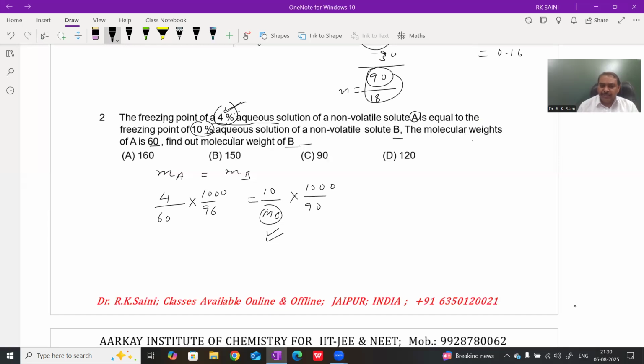Once again, 4% means 4 gram of solute A present in 100 gram of solution. It means the weight of solvent is 96 grams. Similarly, 10% means 10 gram of solute B present in 100 gram of solution. Therefore, the weight of solvent is 90. Now solve the equation and find the molar mass of B. Answer A. Please check the question.